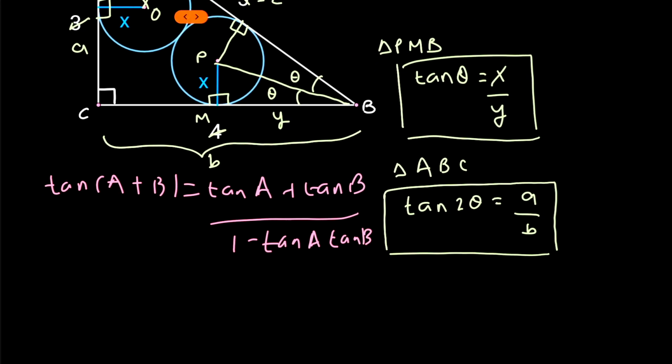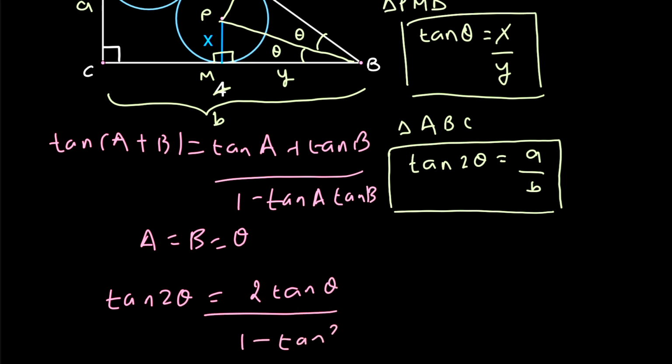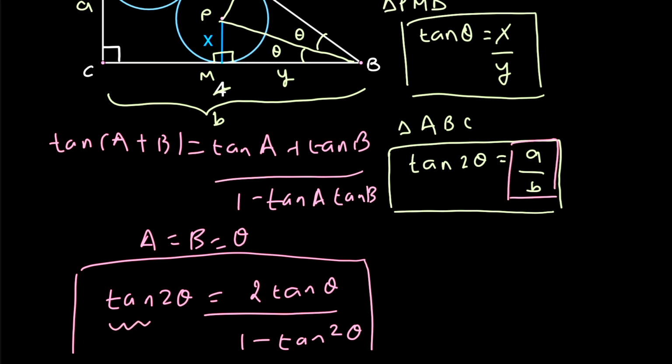Now in this identity, if we keep A equal to B equal to theta, on the left hand side we will get tangent of 2 theta, and on the right hand side we will get 2 times tangent of theta divided by 1 minus tangent squared theta. So now in this equation we can replace tangent of 2 theta as A upon B and tangent of theta as X upon Y.